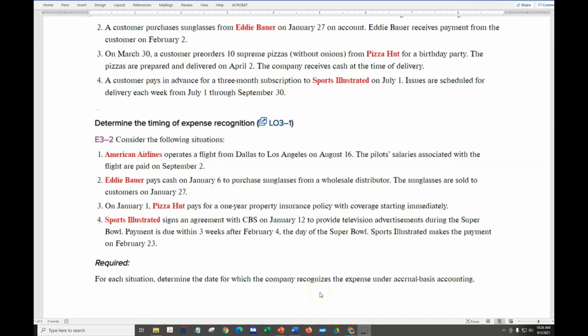Sports Illustrated signs an agreement with CBS on January 12th to provide television advertisements during the Super Bowl. Payment is due within 3 weeks after February 4th, the day of the Super Bowl. Sports Illustrated makes the payment on February 23rd. When does Sports Illustrated recognize that expense? Well, the day of the Super Bowl is when they would recognize it because that's when they provided the service. So February 4th.